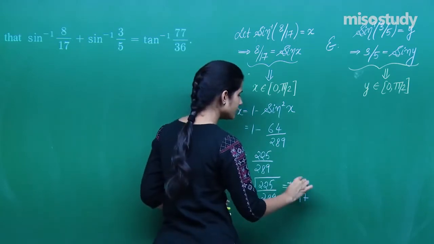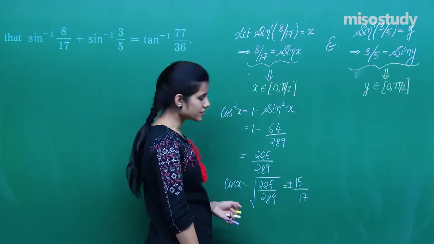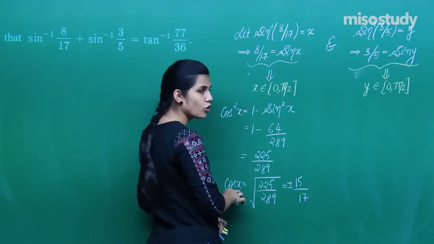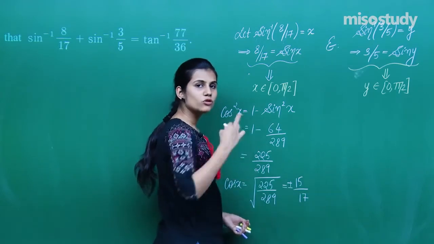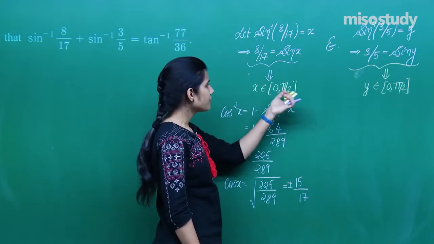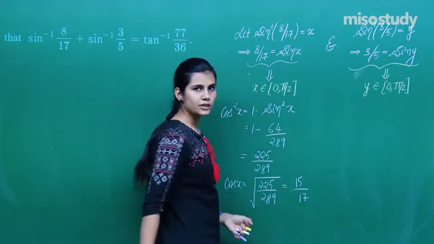But I am not interested in the minus sign, because I know cos x will be 15 by 17 with a positive sign, because x is coming from here, and I know that cos x, if x is coming from 0 to pi by 2, it is positive, and from pi by 2 to pi it is negative. If x is coming from 0 to pi by 2, cos x is positive, and therefore a plus sign will prevail over here.